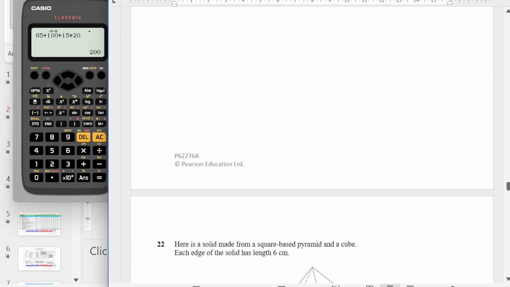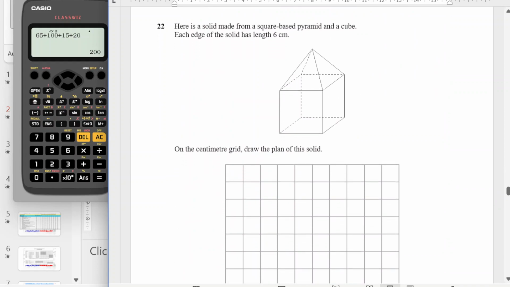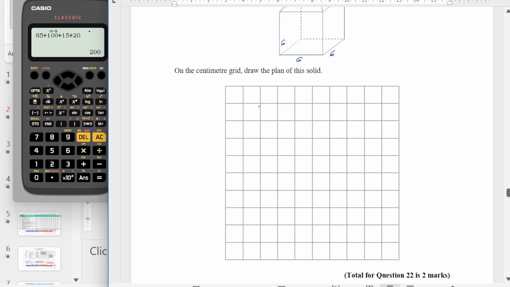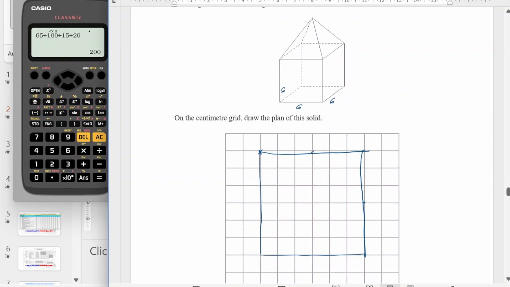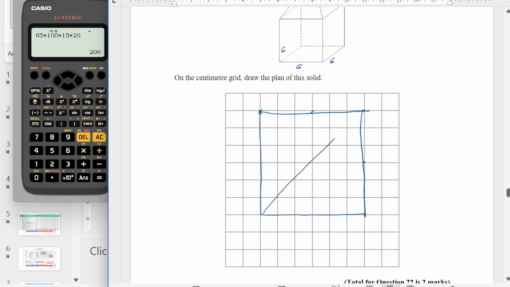Okay, and on to 22. Here is a solid made from a square base pyramid and a cube. Each edge of the solid is 6 centimeters. On a centimeter grid, draw a plan. So the view from above, we're just going to see a 6 by 6 square. We would also see the diagonals. So in effect, the diagonal pyramid would create a cross. So obviously you're going to draw this with more care using a ruler, but that's going to be our plan, view from above.